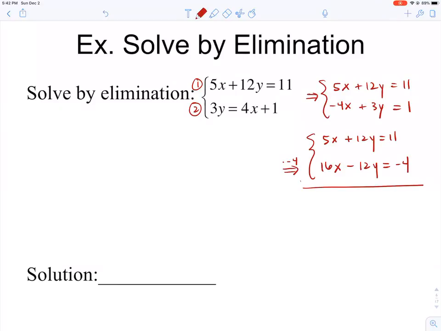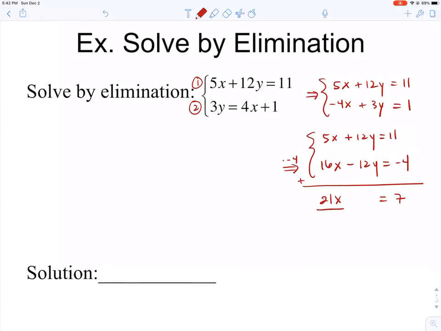Okay, so now if we add straight down, we'll have 21x equals 7. And then if we divide by 21 on each side of the equation, we will get x is equal to 1/3.